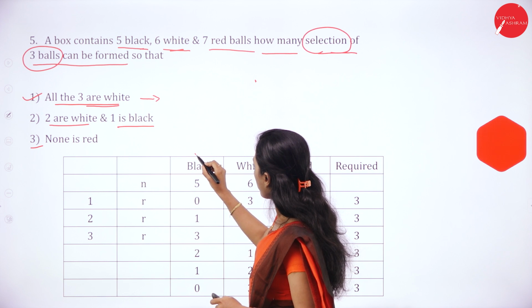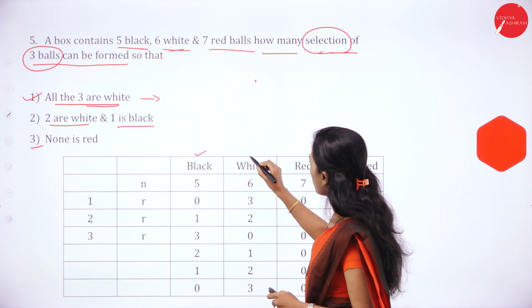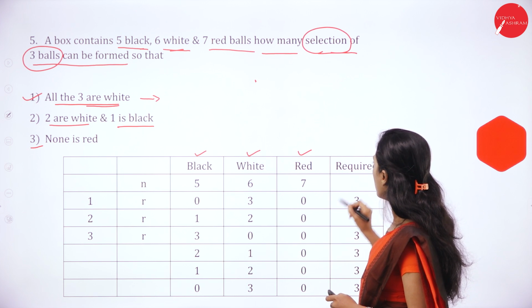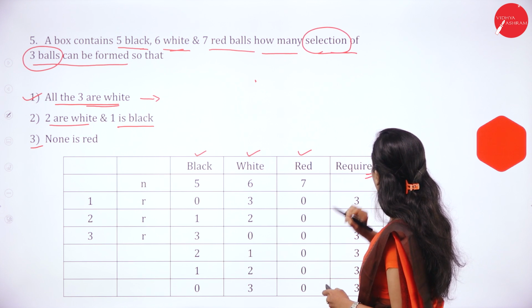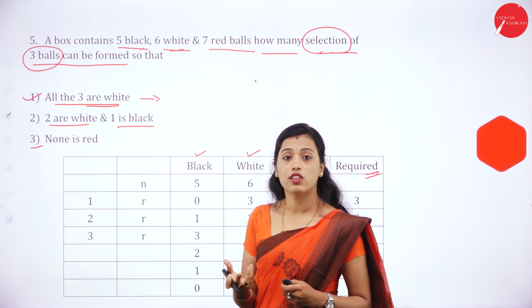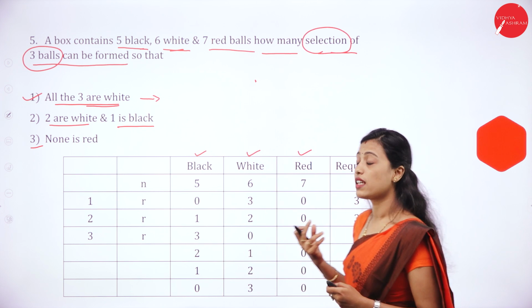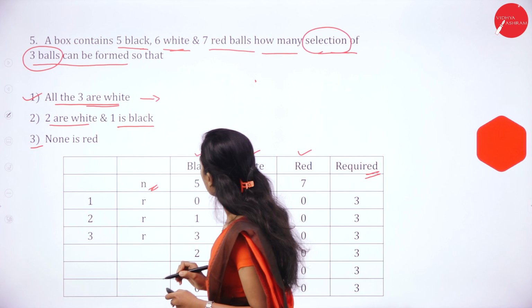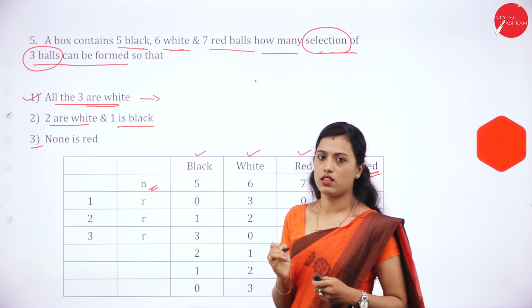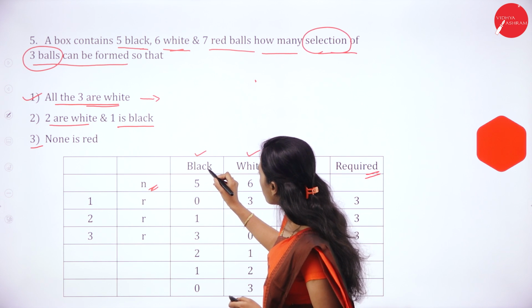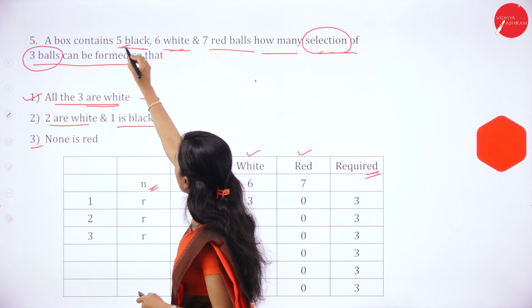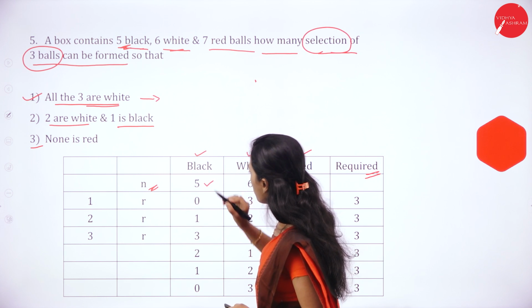We have black color balls, white color balls and red color balls. Requirement means how many balls we are going to select. So it is requirement. N means total number of colors. Here, how many black color balls are there? There are 5 black color balls.